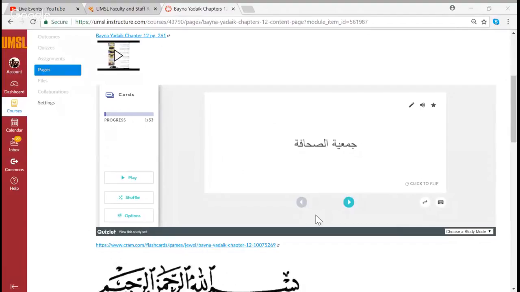Okay. Just read the card and tell me what it means. Jamiyat al-Sahafa, the newspaper club. Very good. Al-Riyada, sports. Very good. Al-Furusiya, horseback riding. Al-Sabaha, swimming. Very good. Kutub ilmiya, scientific books. Very good. Al-Qura'a, reading.